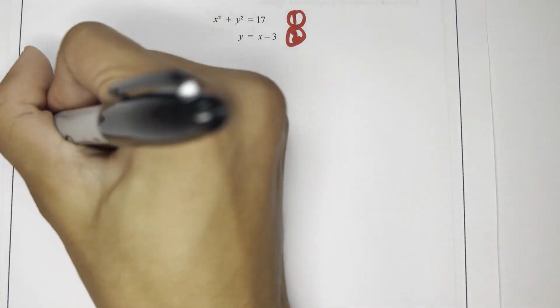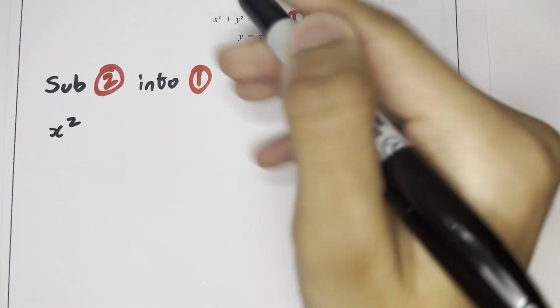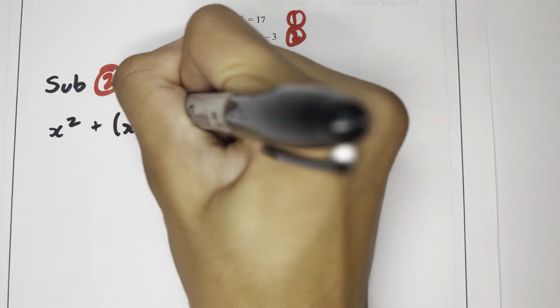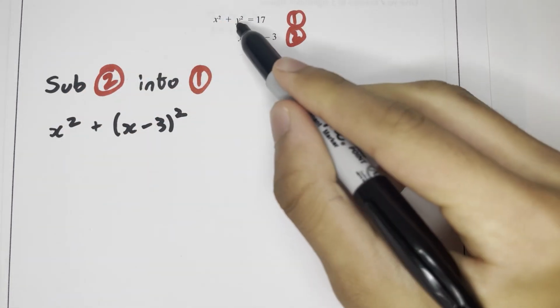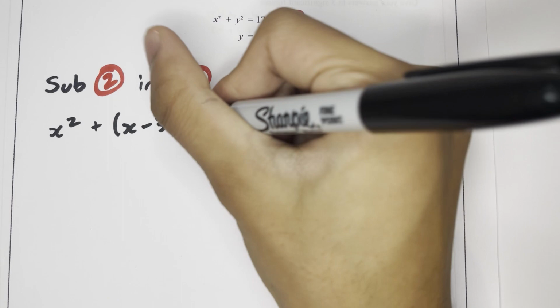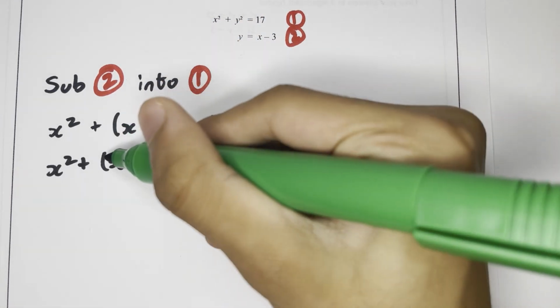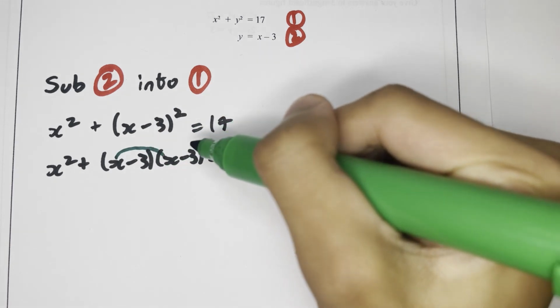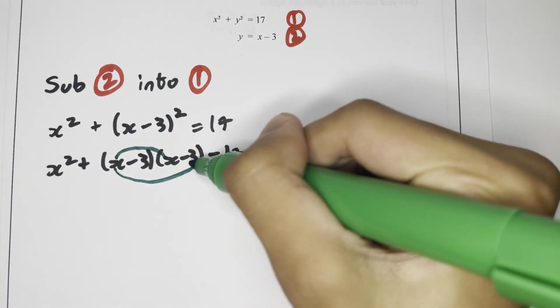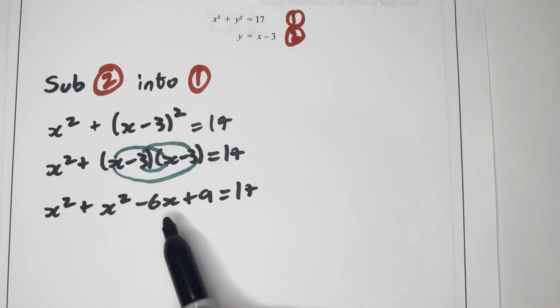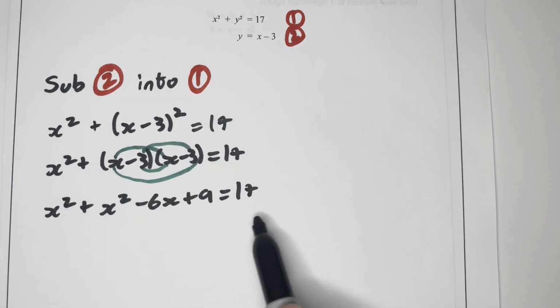This leaves us with x squared from over here plus x minus 3 squared, which is the value of y squared, like in the first equation, is equal to 17. You can use FOIL to multiply these brackets, first multiplying the first number, then the outside, the inside, and then the last digits. After doing that, you can tidy up the algebra to form a quadratic equation.